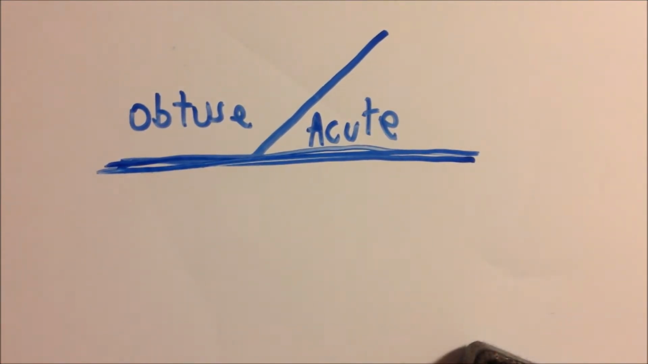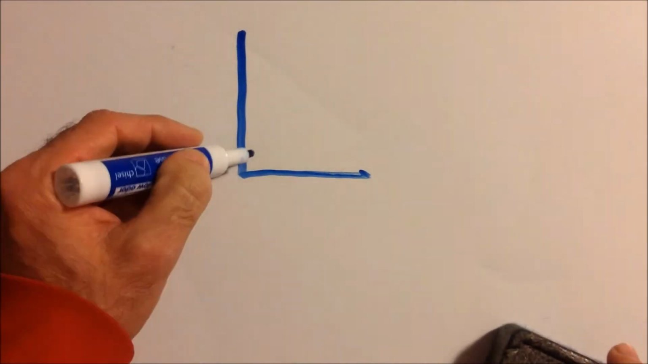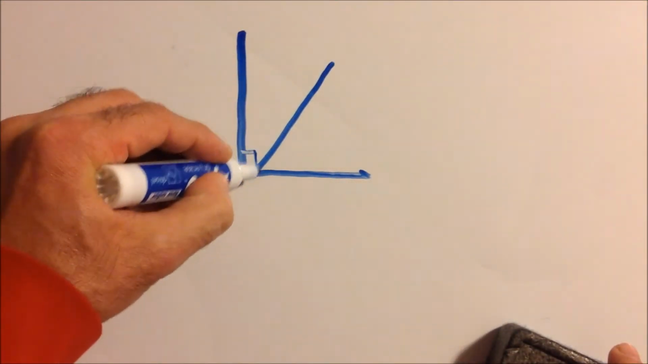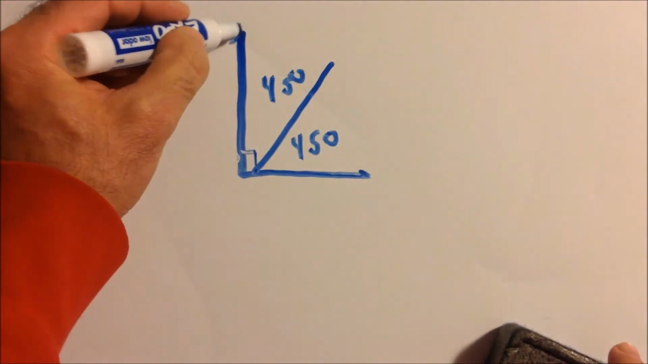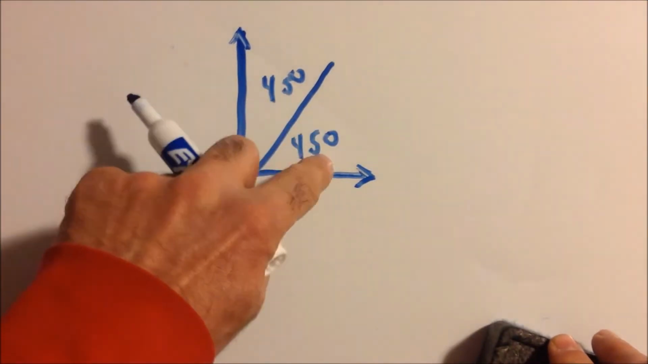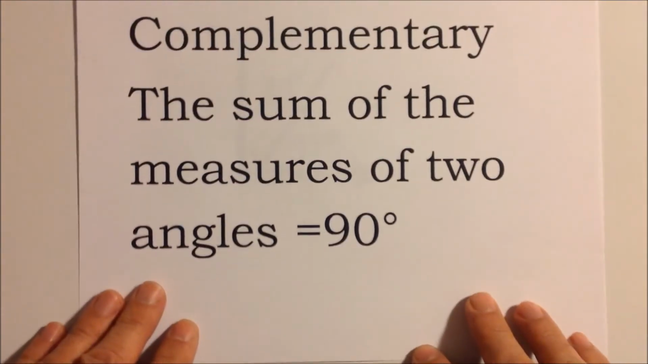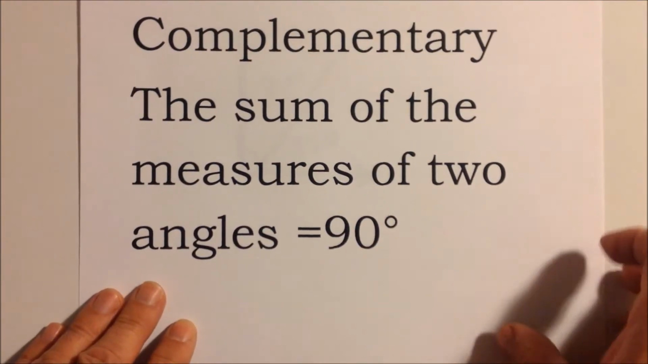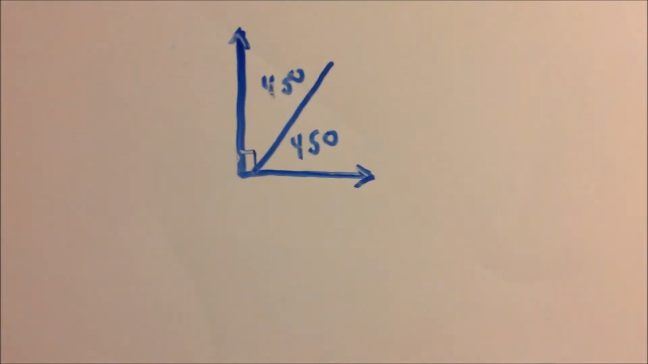We can take two angles that are both less than 90 degrees. If we cut this in half, we have a 45-degree angle here. So the other one must be 45 degrees, because they all fit within the right angle. Two angles that add up to 90 degrees are called complementary. So these two 45-degree angles are complementary.